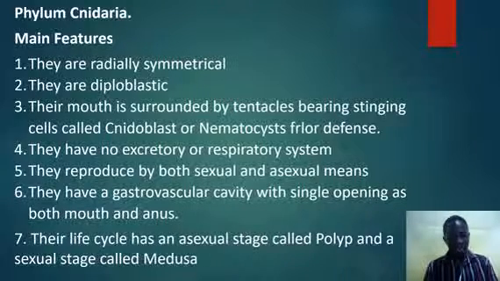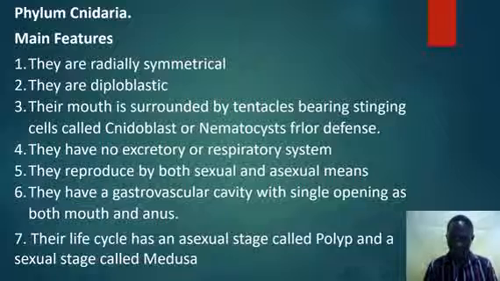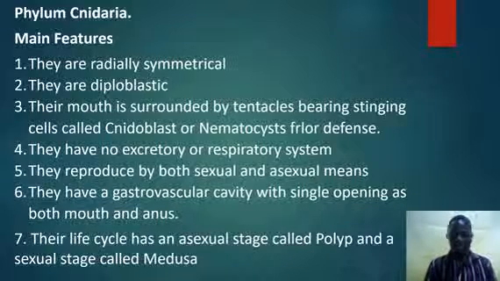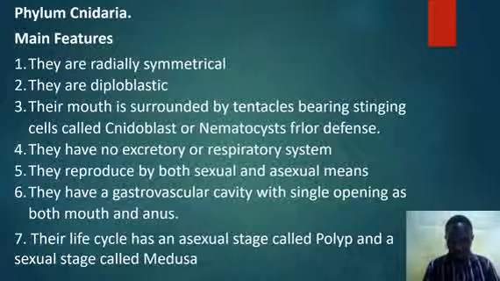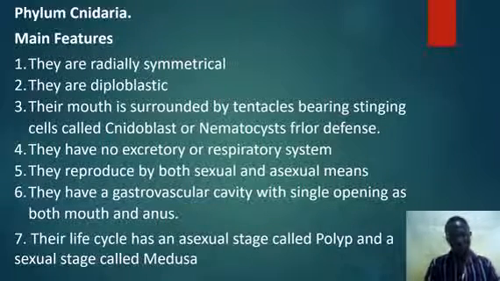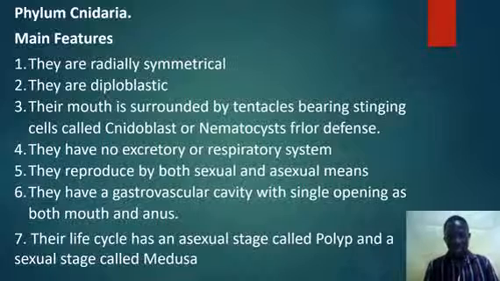The next one is that their mouth is surrounded by tentacles bearing stinging cells called cnidoblasts or nematocysts for defense. So they have tentacles that bear stinging cells that we call the cnidoblasts or the nematocysts that they use to defend themselves when there is danger. So let's note it. And of course, they also do not have an excretory or respiratory system. They don't have any excretory or respiratory system. So let's take note of that. Then they also reproduce both sexually and asexually.